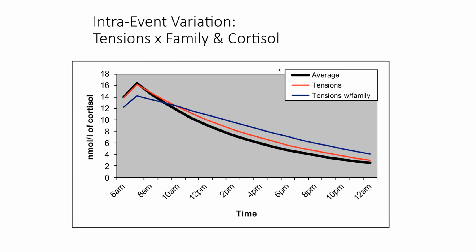If we look just at interpersonal tensions, it's not just having the tensions, but who you have them with that appears important. If you have an interpersonal tension with a family member, you have higher levels of cortisol through your system compared to if you have tensions with non-family members.